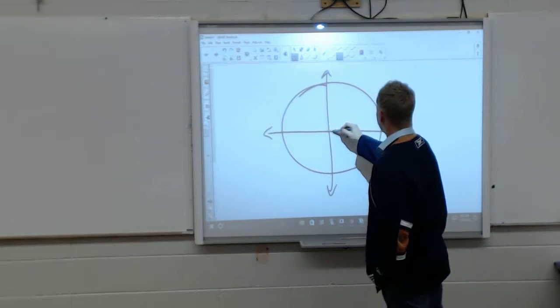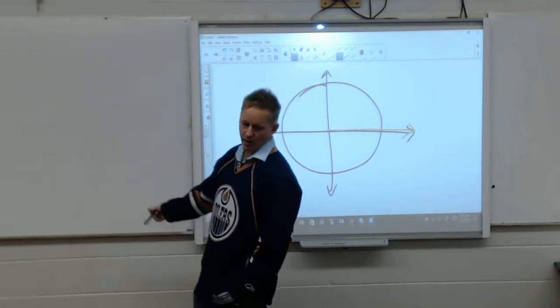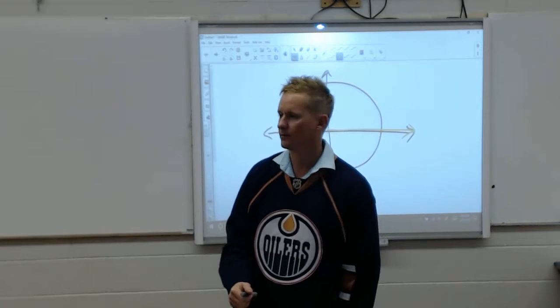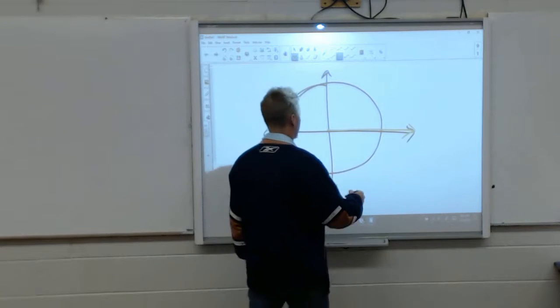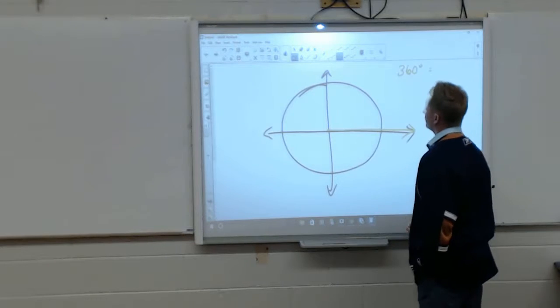This guy right here is considered a terminal arm. So this starts it. When I take that terminal arm and I go all the way around the circle, how many degrees does it go? 360 degrees, that's right. Okay, so we have established that it goes 360 degrees around the circle.